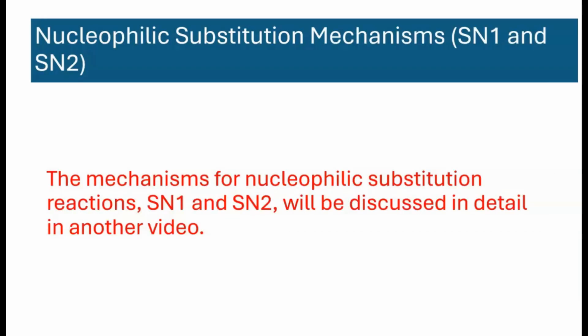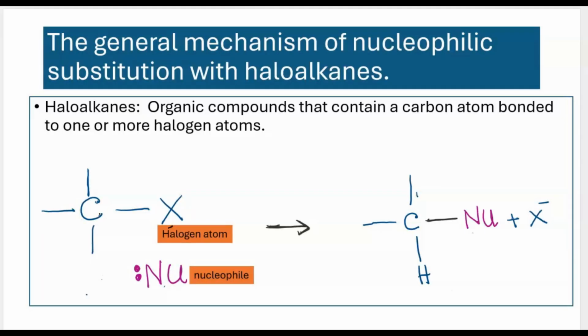The mechanisms for nucleophilic substitution reactions, SN1 and SN2, nucleophilic substitution 1 and nucleophilic substitution 2, will be discussed in detail in another video. Now the general mechanism of nucleophilic substitution with haloalkanes. Haloalkanes are organic compounds that contain a carbon atom bonded to one or more halogen atoms. This is the general structure of haloalkanes. The carbon is bonded to an electronegative halogen atom, making the carbon partially positive and the halogen atom partially negative.